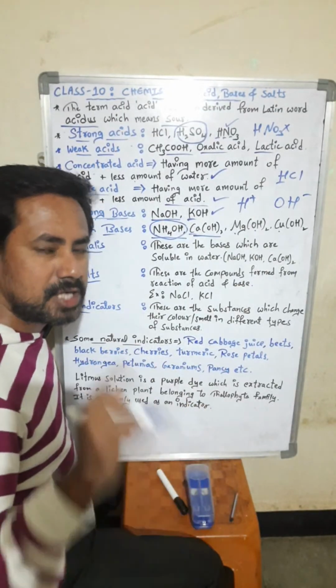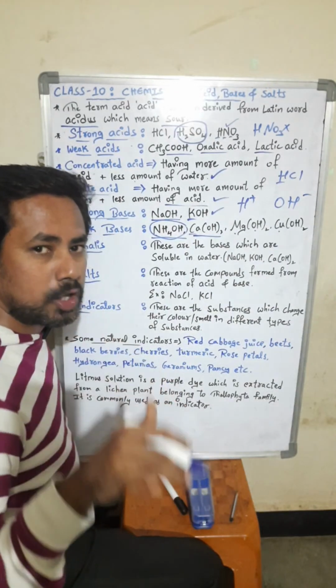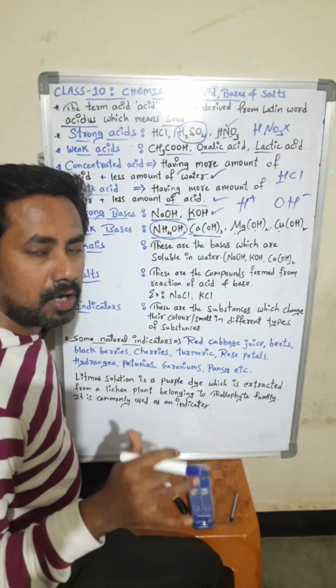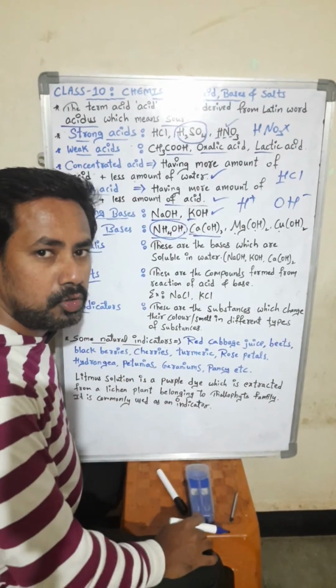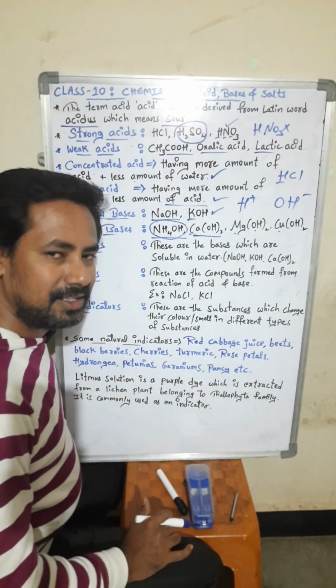Chemistry and biology I will make you very easy, but daily half an hour you have to join the class. If you give only half an hour in 24 hours, definitely you are going to score good marks in chemistry as well as biology. Okay, fine.